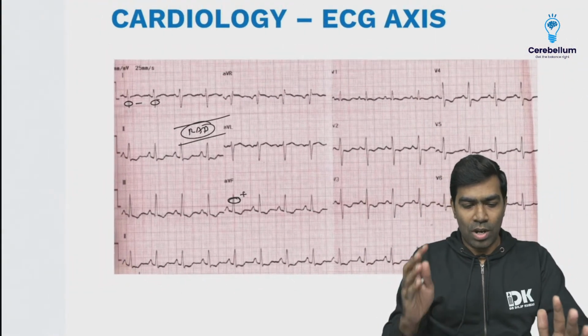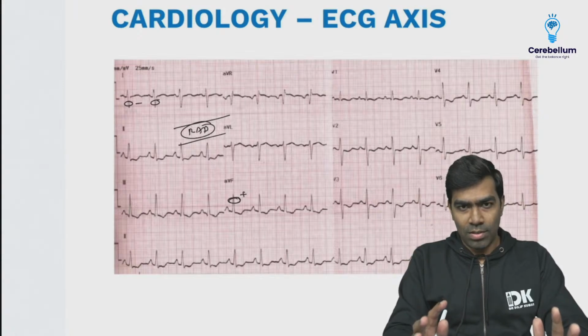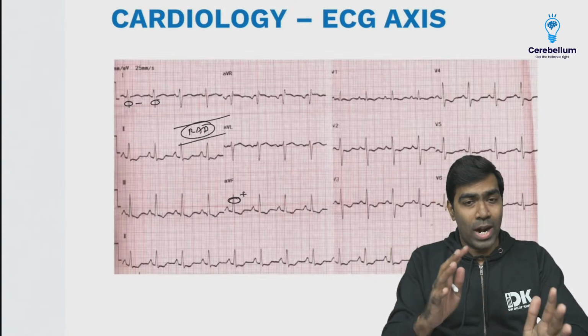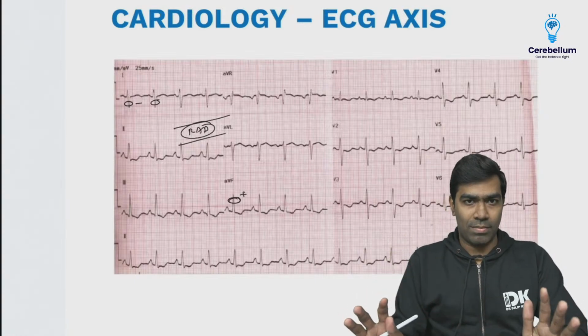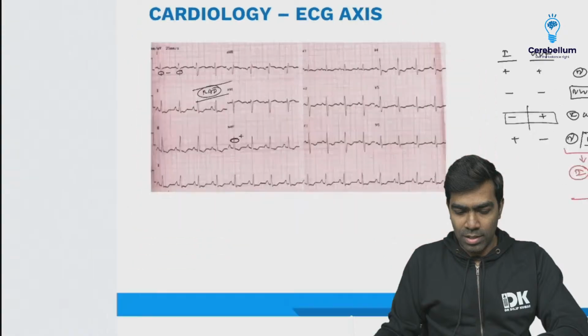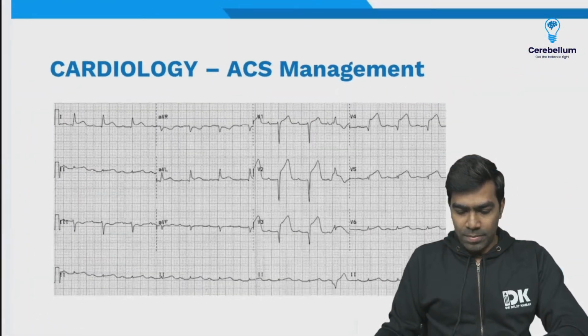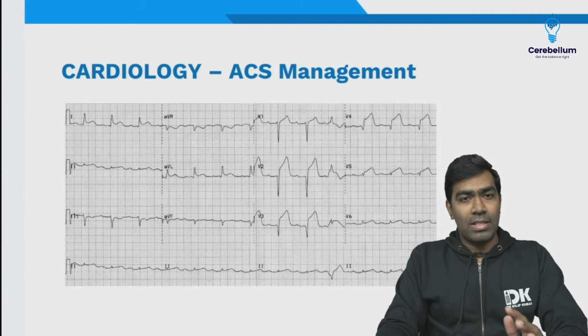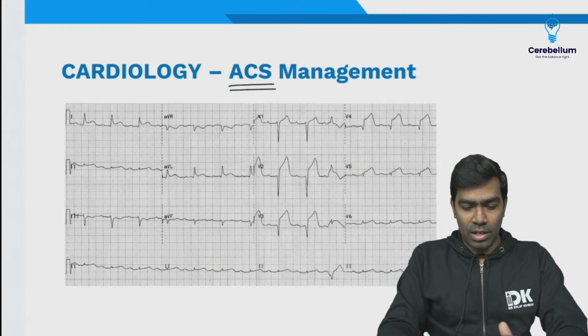So now we know how to find out axis by looking at only two leads, 1 and AVF. That's it. Okay. Now let us move on to the next important topic. That is acute coronary syndrome management. How will you manage a patient with acute coronary syndrome?